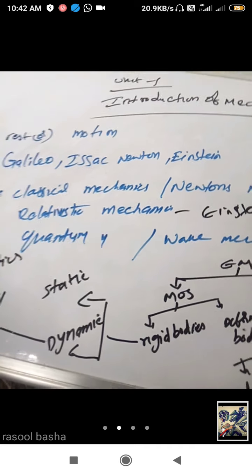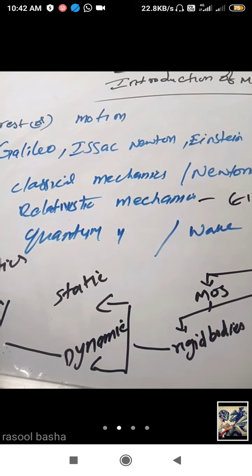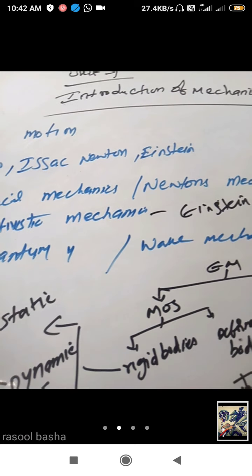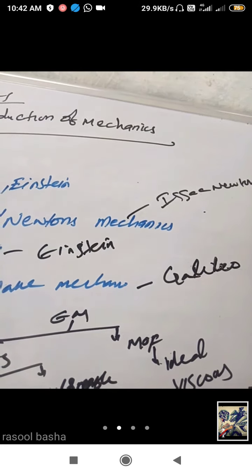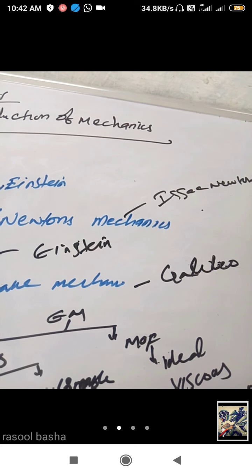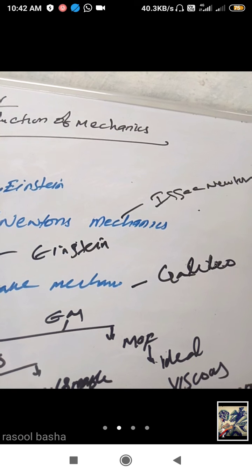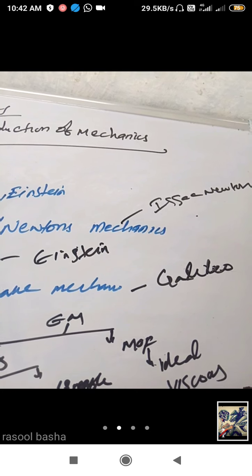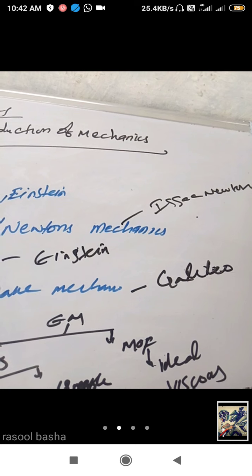In these three groups, classical mechanics or Newtonian mechanics was developed by Sir Isaac Newton. This mechanics mainly explained three theorems: Newton's first theorem, second theorem, and third theorem. We already know these three theorems in physics, so I will not repeat them.